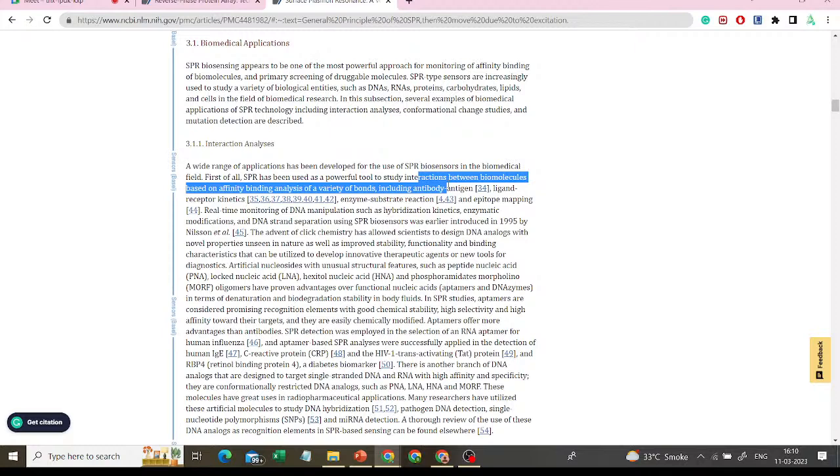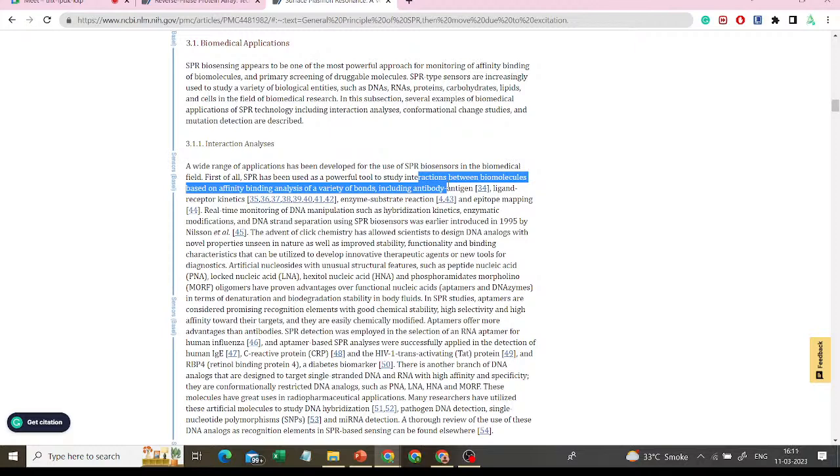It was discussed, I thought, in detail. So the simple principle of SPR is that when the target molecule in the analyte solution gets associated with what you have immobilized, there will be a change in the refractive index and there will be a change in the response units.